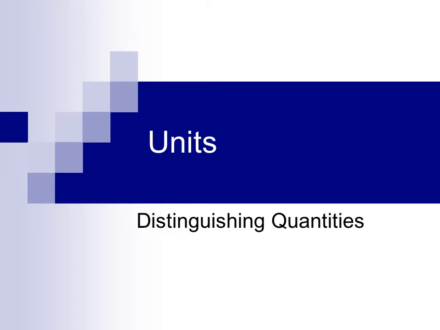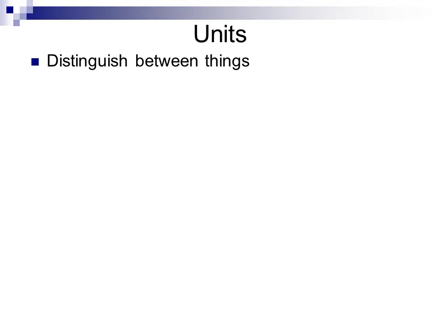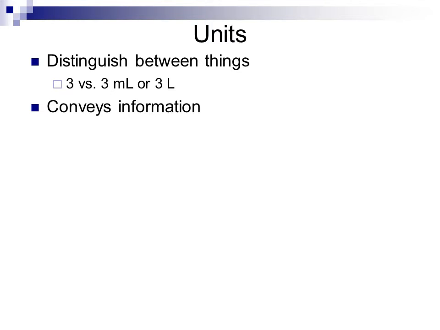Units are our means for distinguishing quantities of different things that we're measuring. Units distinguish between different things. We have to distinguish between volume and mass and length and all of these. Just having a number tells us nothing. The number 3 is irrelevant. However, having 3 milliliters or 3 liters does tell us something about our measurement. A unit will convey information.